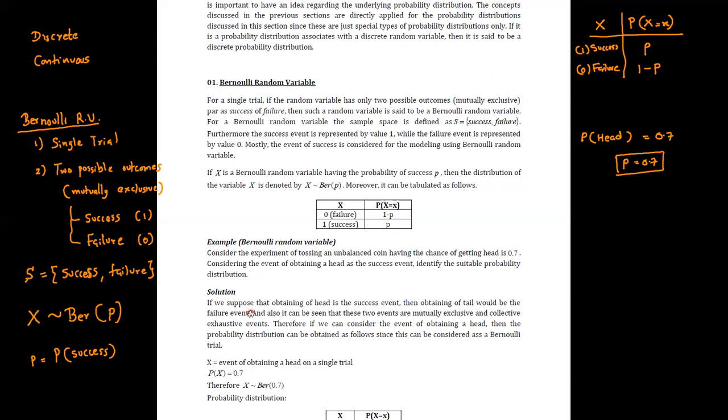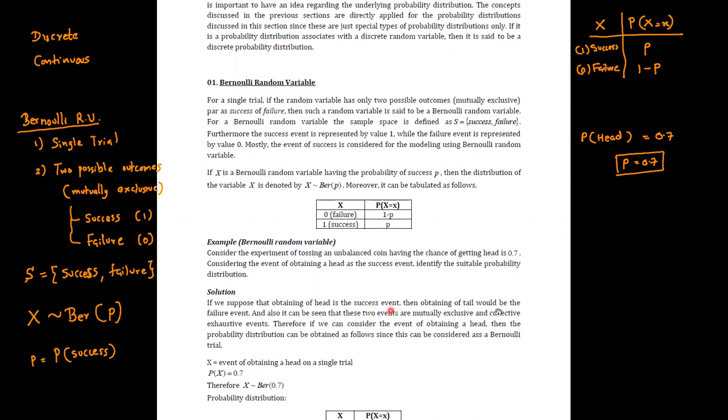It means that the occurrence of one event prevents the occurrence of the next event. It means that head and tail cannot be obtained at the same time. Therefore, we can consider that these two are mutually exclusive events, and then collectively exhaustive events. It means that there cannot be any other events apart from obtaining head and obtaining tail.